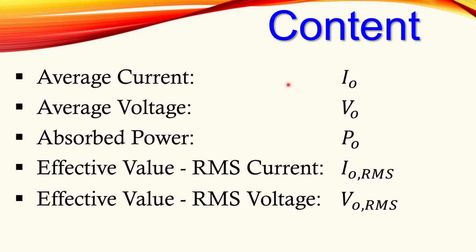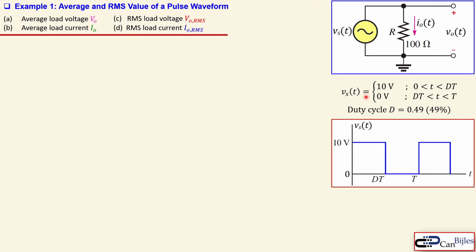Okay, let's see what we will encounter in this series of examples. This is the content. We will see the average current, how we can calculate that, the average voltage, and also the absorbed power by the load elements. And we will see also how we can determine the RMS current and also the RMS voltage. It's also called the effective value. So let's see the first example and dive into it, and then we will build up the level.